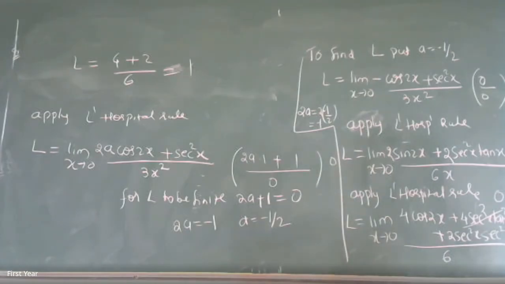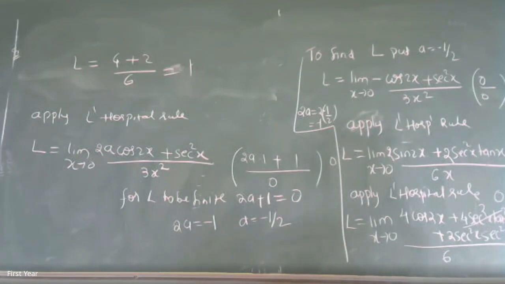Okay ma'am. And then you put x is equal to 0, you get 4 plus 2 by 6, which is 6 by 6, that is 1. Okay? Everyone? Yes, ma'am. Okay. Now you do the question which you have to do in your tutorial.